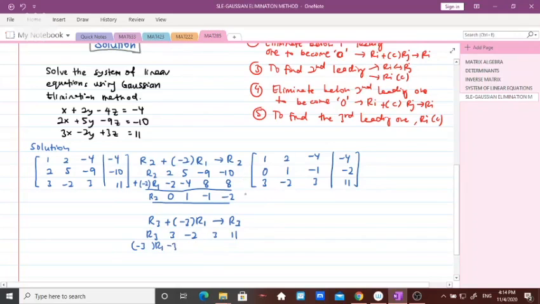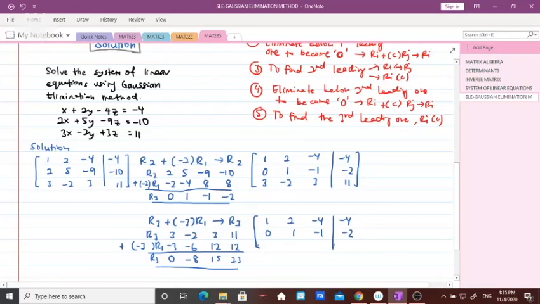So negative 3 times 2, negative 6. Negative 3 times negative 4, 12. We sum up the value. So we have negative 8, 15, 23. So this is new R3. Okay, then we just copy the element with the new R3.